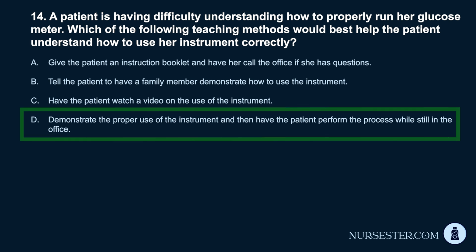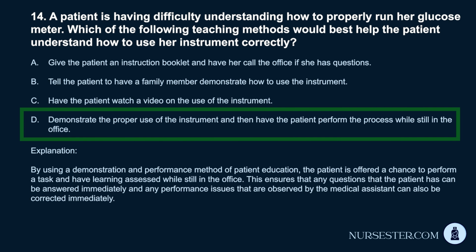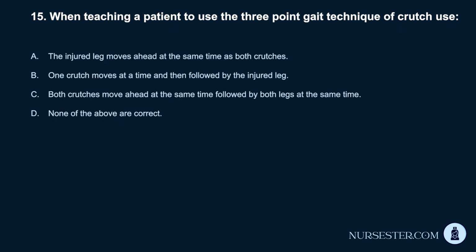Correct answer, D. Demonstrate the proper use of the instrument and then have the patient perform the process while still in the office. By using a demonstration and performance method of patient education, the patient is offered a chance to perform a task and have learning assessed while still in the office. This ensures that any questions that the patient has can be answered immediately and any performance issues that are observed by the medical assistant can also be corrected immediately.